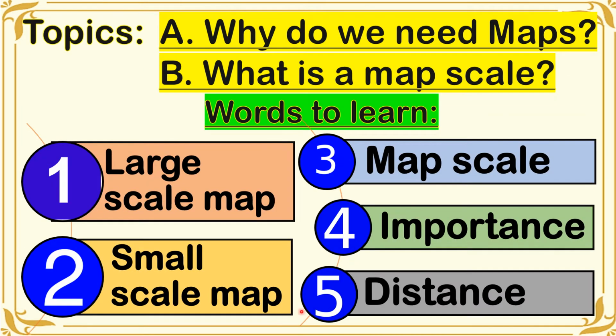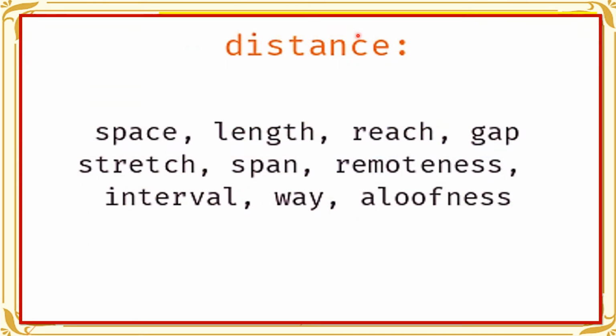The next word is distance. It means space, length, reach, gap, stretch, span, remoteness, interval, way, and aloofness. So distance, class, means the gap or the spaces in between places, like Ave Maria and St. Joseph Building. What do you call the gap of these two buildings? Distance.